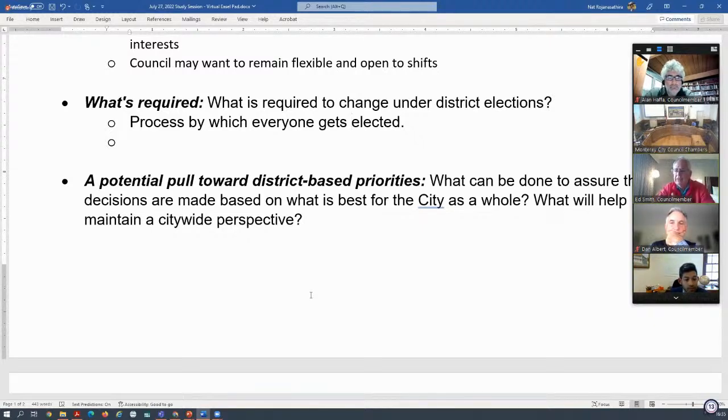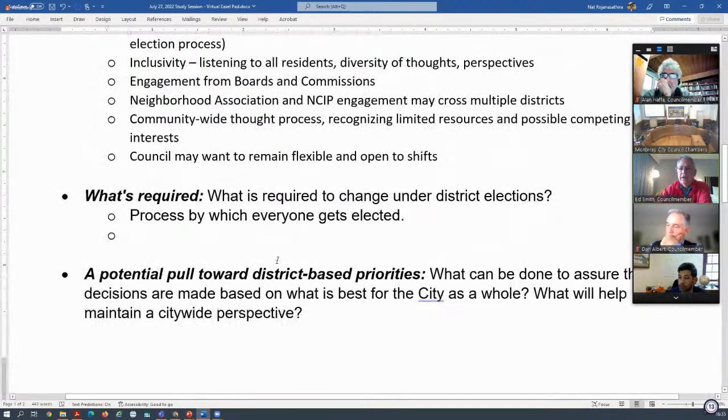I want to close that thought. Thank you, Tyler. I just think the addition should be somewhere that we take the input of the neighborhood associations, just like we would take the high engagement from boards and commissions. And I think that's what you're saying, Tyler. Exactly.